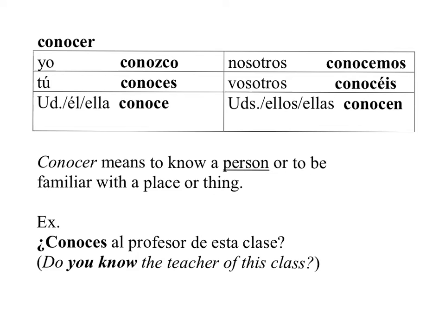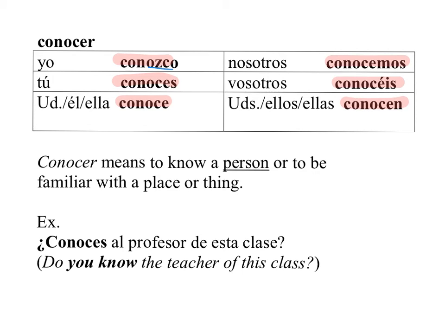Now let's look at the verb conocer. Yo conozco. Okay, again, we've got an irregular yo form. There's a Z in there, which is trying to make the C sound more like an S. Yo conozco. Then we've got tú conoces, usted, él, ella conoce, nosotros conocemos, vosotros conocéis, ustedes, ellos, ellas conocen.